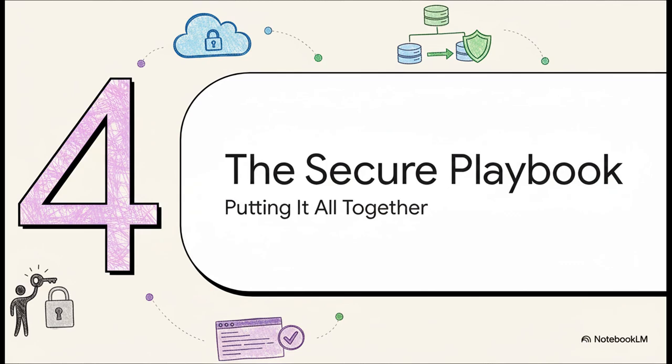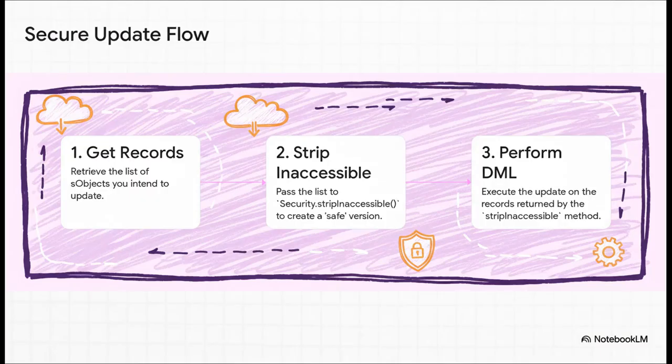Okay, so we've got our manual tools, we've got our automated security guards. Now let's put it all together into a practical playbook, something you can actually use every single day to write more secure code. So, for any update operation, your secure workflow is really just a simple three-step process. First, you get the records you want to update. Second, and this is the most important part, you run them through stripInaccessible to get that clean, safe version. And only then, for step 3, do you perform your DML on that sanitized data. It's a pattern that will save you from so many headaches.